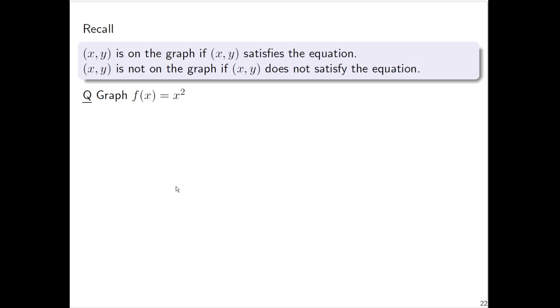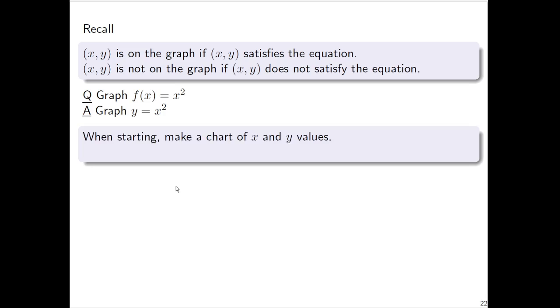So recall that (x, y) is on the graph if (x, y) satisfies the equation, and (x, y) is not on the graph if that point (x, y) does not satisfy the equation. So how do we graph something like f of x equals x squared anyway? Well, we just need to replace the f of x with a y, so we just need to graph y equals x squared. When starting, the way to do this, if you feel stuck, is to make a chart of x and y values. However, please note that this cannot be the only method you use to graph a function. So eventually you need to not rely on this method.